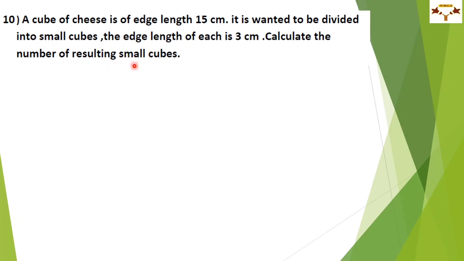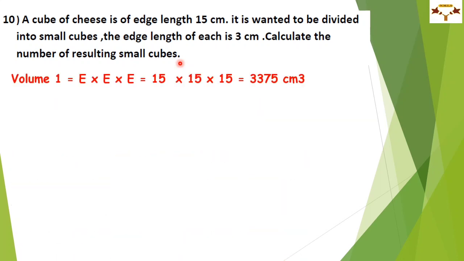Number 10, a cube of cheese is of edge length 15 centimeters. It is wanted to be divided into small cubes. The edge length of each is 3 centimeters. Calculate the number of resulting small cubes. Here I have a big cube of cheese. I want to divide it into small cubes. I have the edge length of the big cube and the edge length of the small cubes. To calculate the number, I will find first the volume of the big cube and the volume of the small cube. Then to find the number, I will divide the big volume over the small volume.